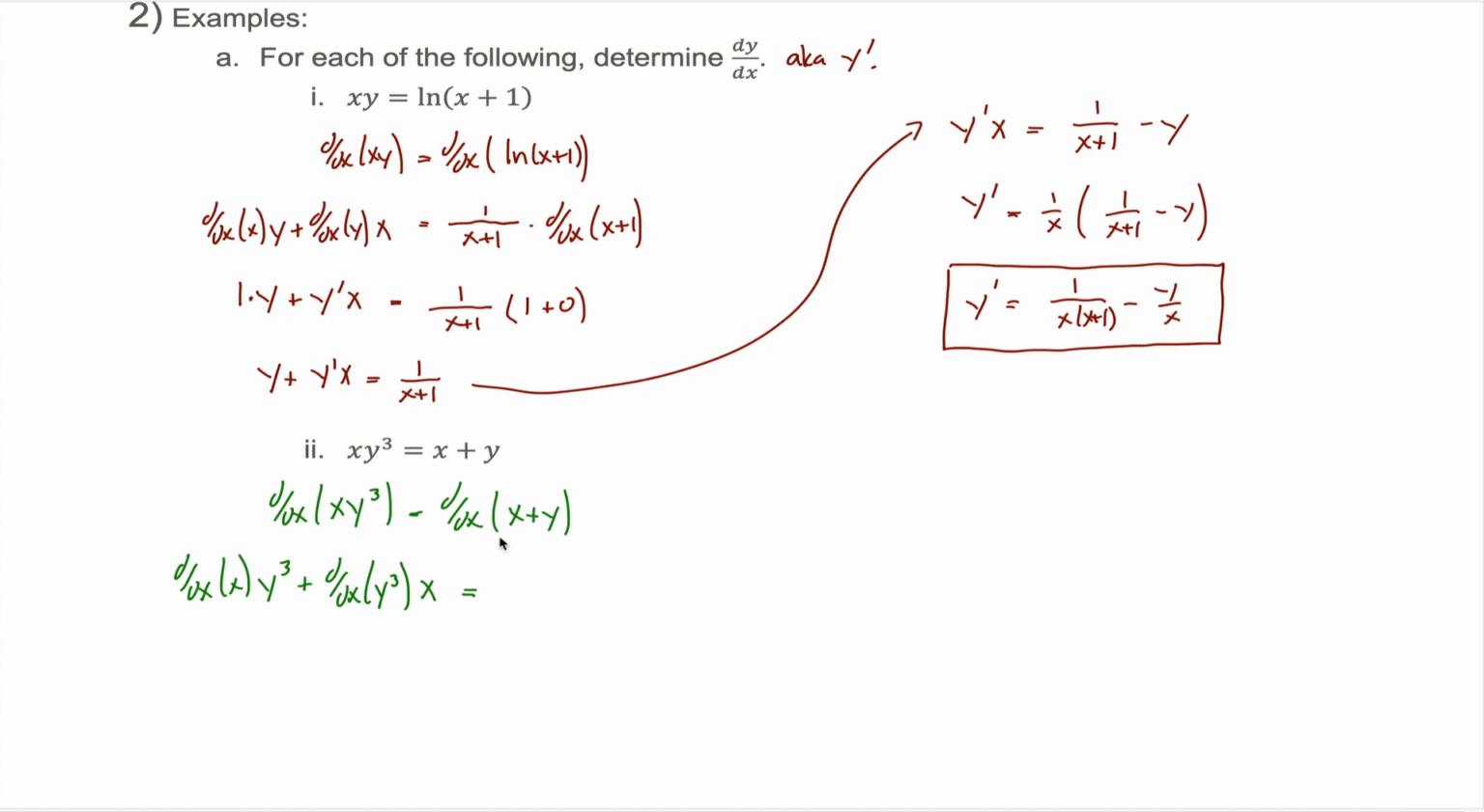On the right side of the equation, I got the derivative of a sum. The derivative of a sum is just the sum of the derivatives. So I got to take the derivative of the x, and I got to take the derivative of the y, and then I add those two things together.